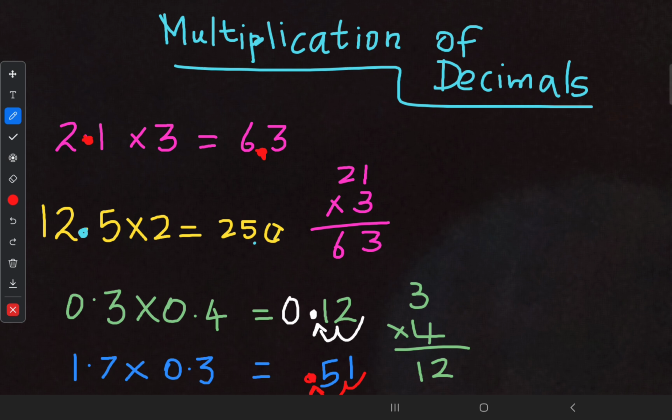So to give a perfect answer, you have to indicate a zero here. It's not proper to write just .51. So before that, you have to place a non-digit, and there is no harm in using zero here, so we can place our zero to give a perfect answer.